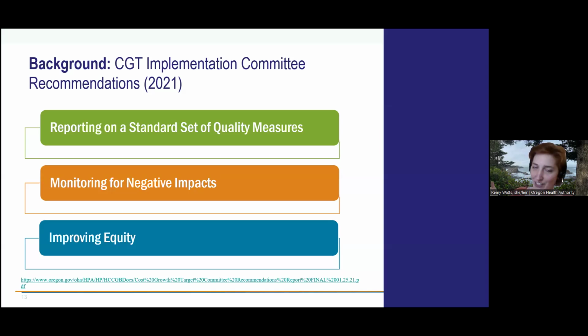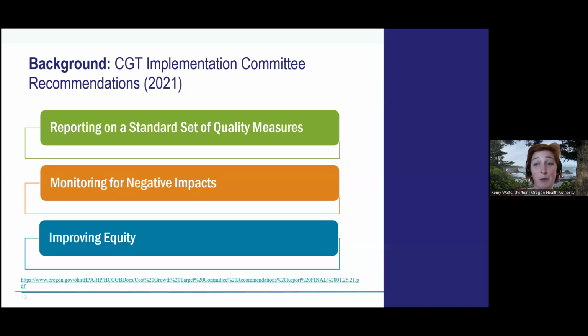But first, obviously, a little bit of background and history of how we got here. The Cost Growth Target Program was passed in the 2019 Oregon State Legislative Session. I'm sure most of you know that, but for anyone listening who didn't know that, I didn't know that until I started this job. So there's no shame in not knowing the history.